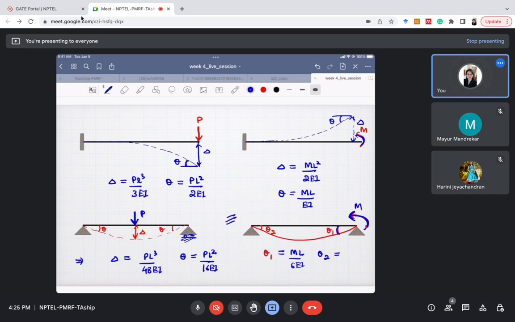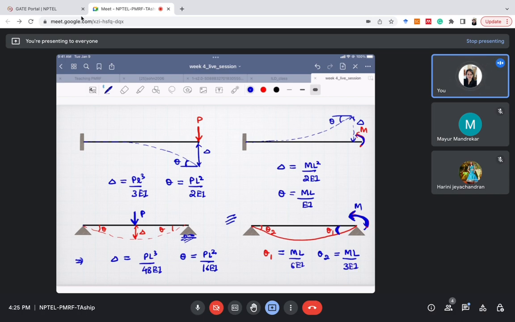You may guess, it's not a very tough question. So if we apply a moment on this side, theta 1 will be greater, right? Because the load is applied on the theta 1 side. So theta 1 will be greater than this theta 2. So theta 2 will be just half of theta 1. It will be ML by 3EI.